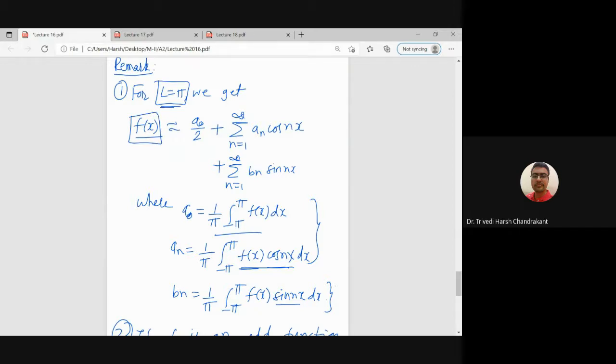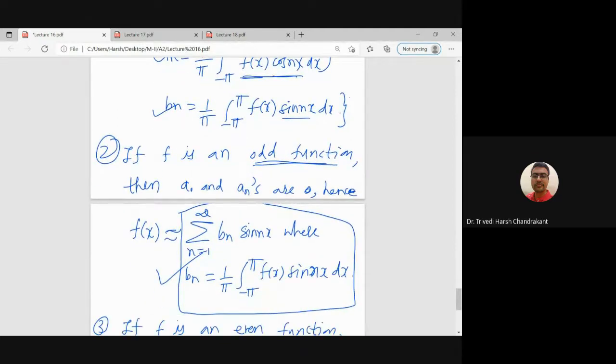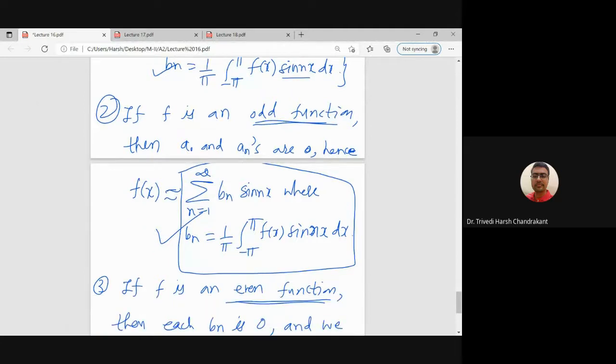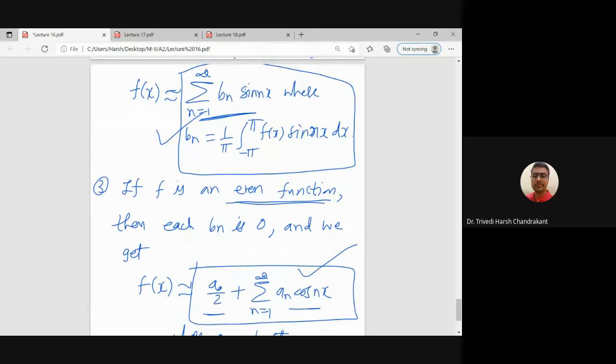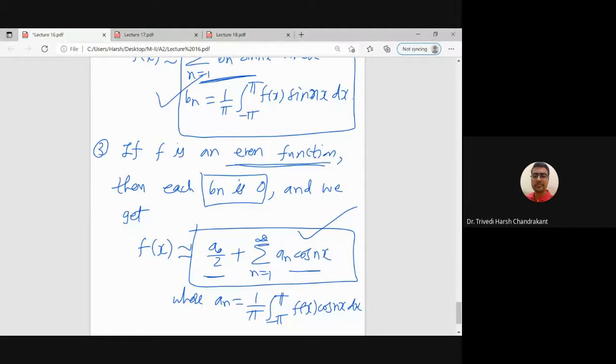The Fourier series formula is this one, where the Fourier coefficients are given by these formulas. Either the period is 2L or the period is 2 pi. Whenever the function is odd, an will be 0, because the function is an odd function. So the Fourier coefficient an will be 0 in that case, and we'll get only the bn part of the series. Similarly, whenever the function is even, all the bn's will be 0 and we shall get only cosine terms, basically no sine terms.